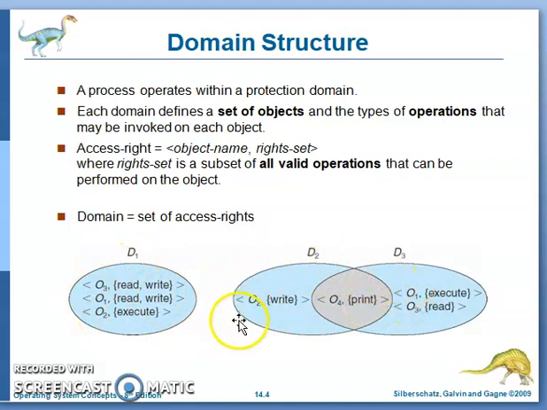Now you see domain D2 and domain D3. Domain D2 has two access rights: the write operation on object 2 and the print operation on object 4. Domain D3 has three access rights: the execute operation on object 1, the read operation on object 3 and the print operation on object 4. The print on object 4 is common to both D2 and D3. A process executing in D2 can perform the print access right, and a process executing in D3 can also perform this print operation on object 4. This is about the domain structure.